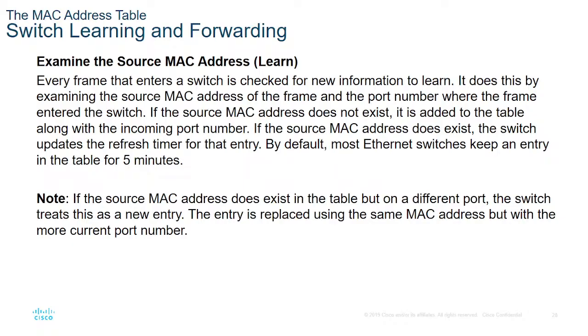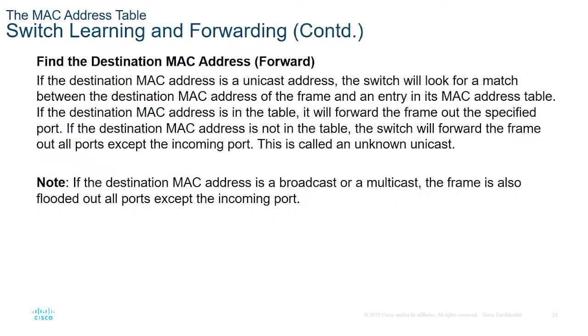If the source MAC address does not exist, it's added to the table along with the incoming port number. If the source MAC address does exist, the switch updates the refresh timer for that entry, by default every 5 minutes. So when the PCs are connected to the ports, the switch will learn the MAC address of that PC and the port at which it is located. Now, when a switch is sending a frame to another destination system, it still looks at the MAC address table to know where to send it to.